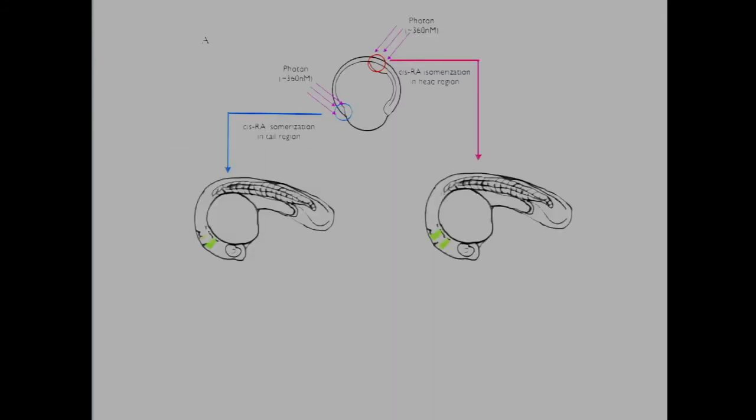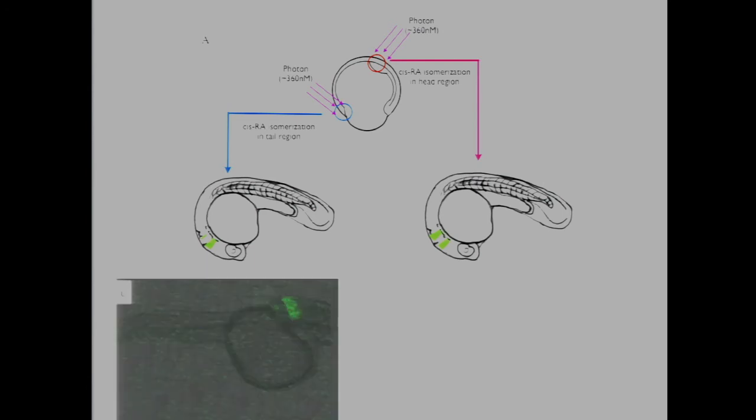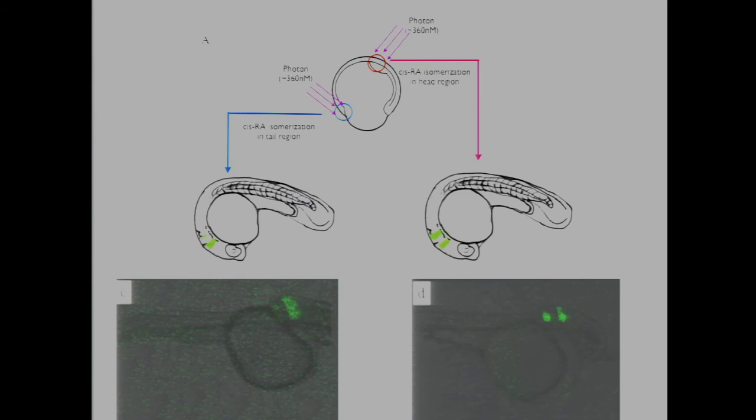Now, instead of adding trans-retinoic acid, we can add cis-retinoic acid, which is not active, but we can activate it with light, locally and temporally. So in this experiment we use UV light and illuminate either the tail region or the head region. Illuminating the tail, the brain doesn't develop properly. Illuminating the head, we convert the cis into trans-RA, and now we get full recovery of the phenotype.